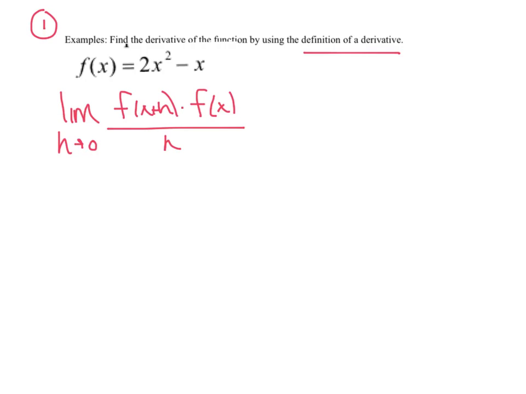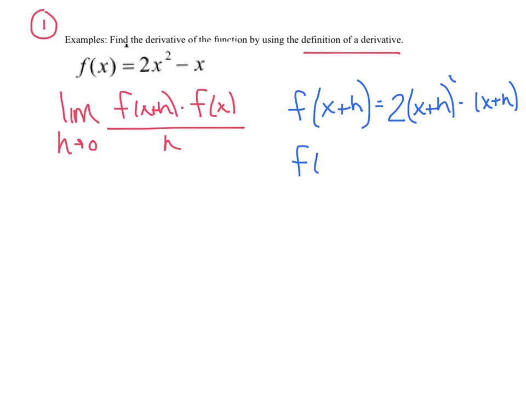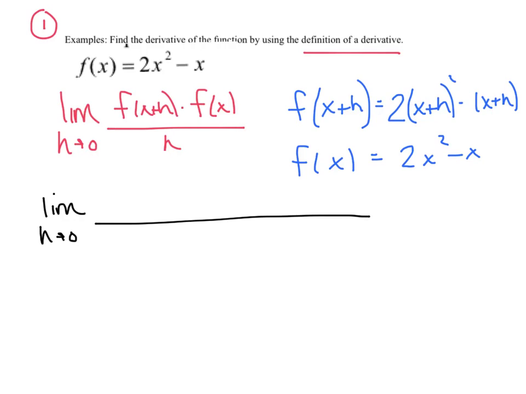Okay, now, you're just evaluating functions. If I said, what is f of x plus h? You should be able to do that very quickly. I would say f of x plus h is 2 times x plus h squared minus x plus h. Okay, I'm just evaluating f of x plus h. If I said, what is f of x? Well, that's given to us. That's 2x squared minus x. And that's all I'm doing. I'm just figuring out what those two are and plugging them in my formula. So I have the limit as h approaches 0 of f of x plus h, which is 2 times x plus h squared minus x plus h, minus 2x squared minus x.